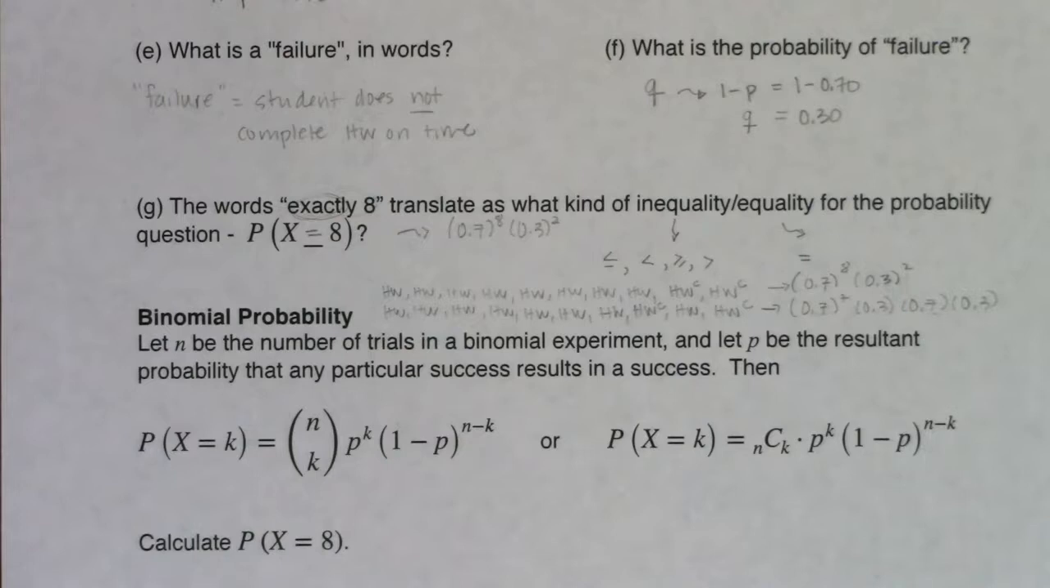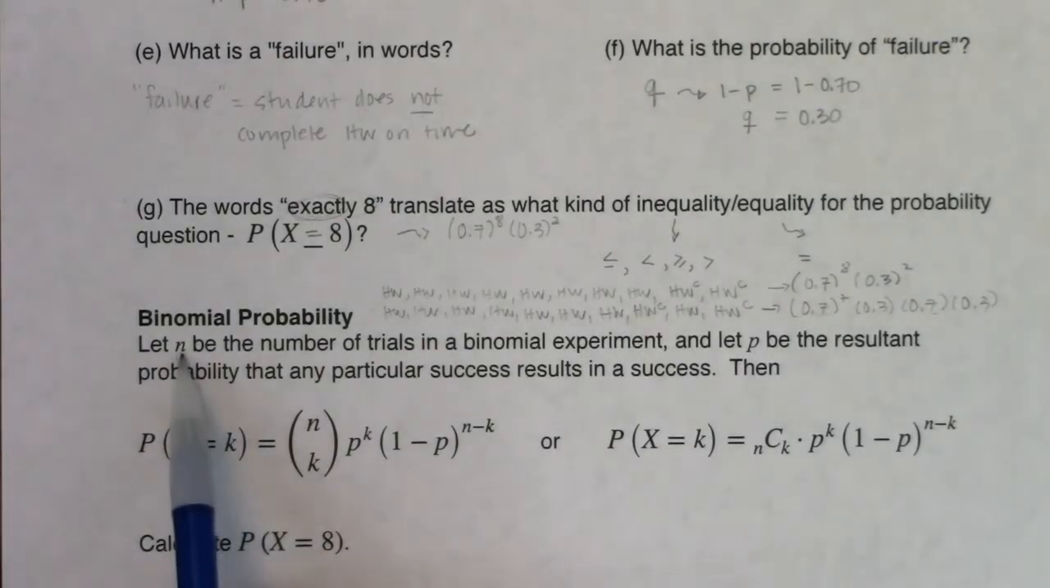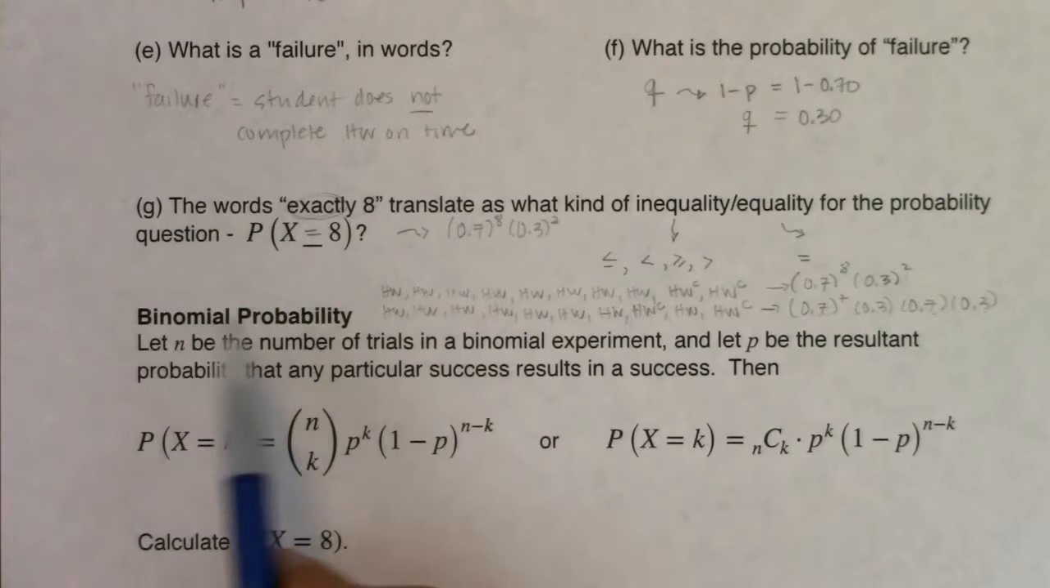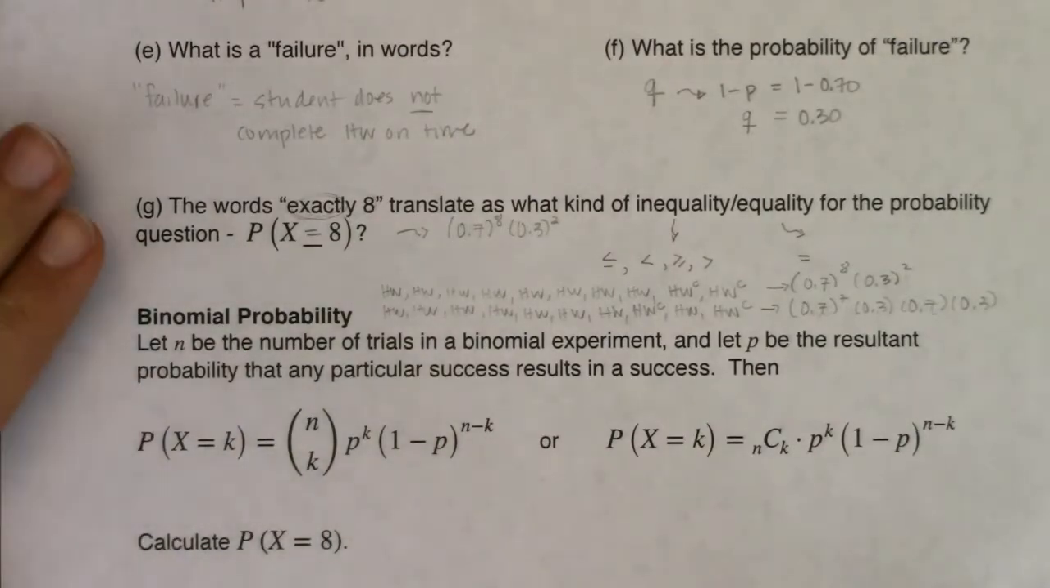So let me go back to this problem and let's start to figure out how on earth we calculate a binomial probability. If you have n trials and p is your probability of success, here's your probability formula. Binomial probability: the probability that X is equal to some number k is n choose k, p to the k, (1 minus p) to the n minus k.